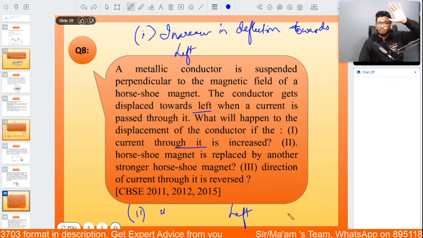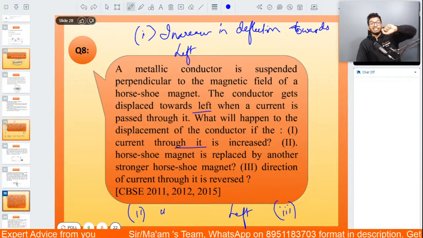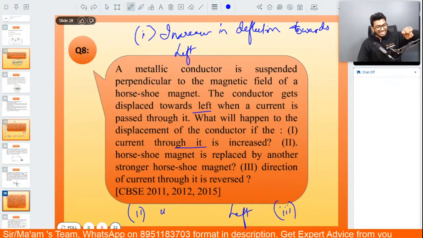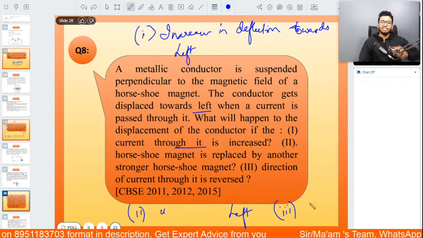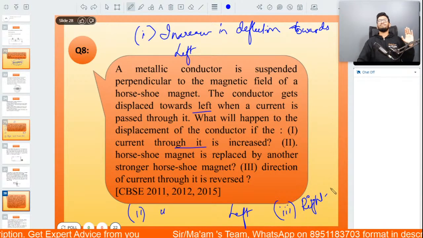Absolutely correct. All right. For the last one, the third one, if the direction of the current is reversed, then what would happen? Exactly. This time, the direction of the deflection would also change. The deflection would now be towards the right. That's all. Simple.